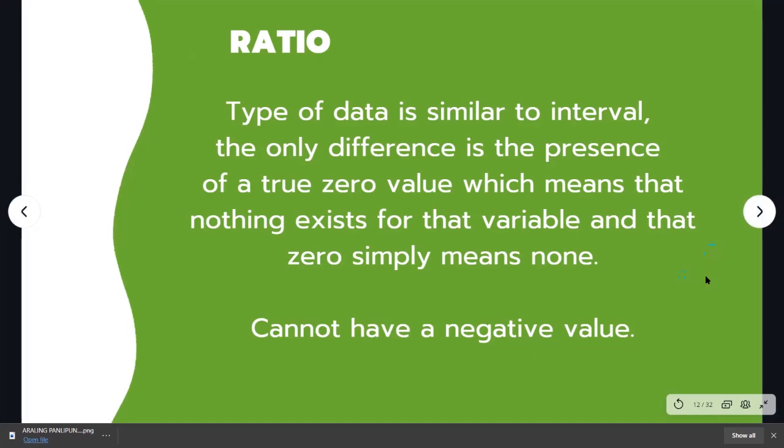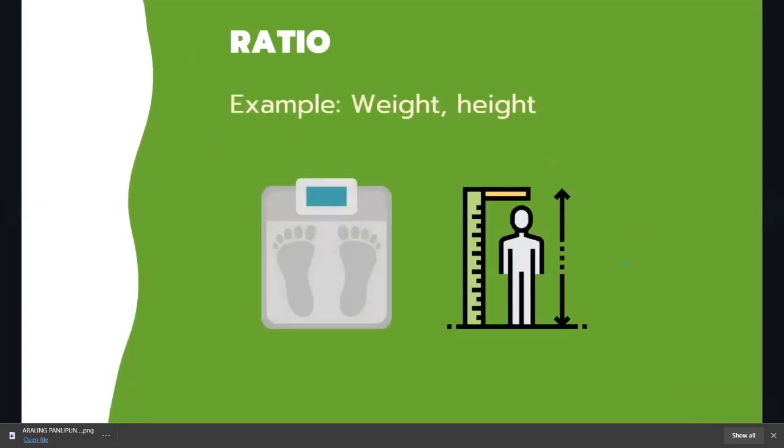So it cannot have a negative value. For example, pag sinabing the difference between the temperature at 1 a.m. and 2 p.m. is 0, ibig sabihin, wala talaga. Wala talagang difference doon. Okay? Kasi 0 yung value. So, yung 0, ibig sabihin talaga, totally wala. Okay? Yan, example sa height and weight.